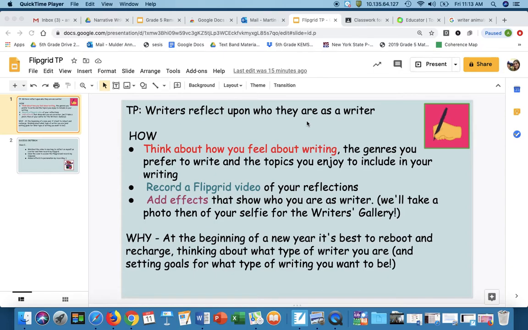Hi, fifth graders. We're here to think about who you are as a writer. Our teaching point is that writers reflect upon who they are as a writer. And the way we do this is we, one, think about how we feel about our writing.